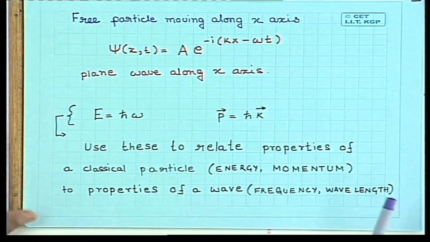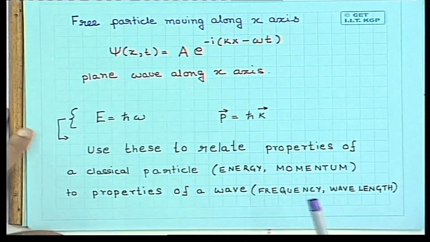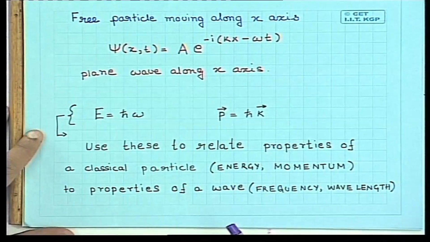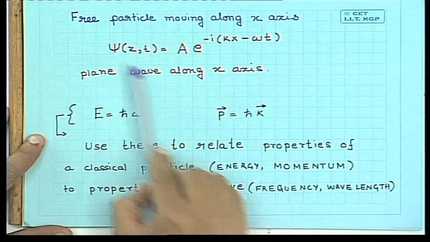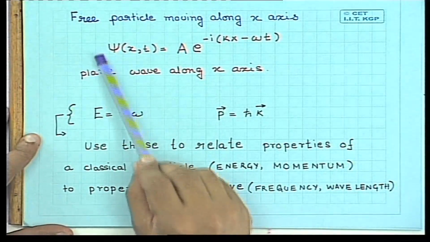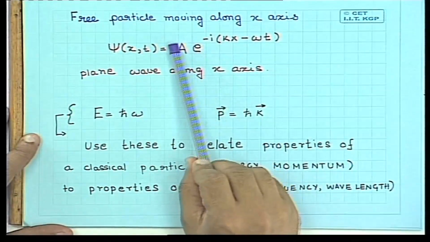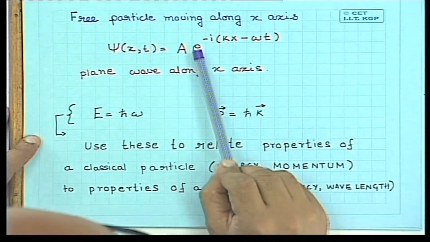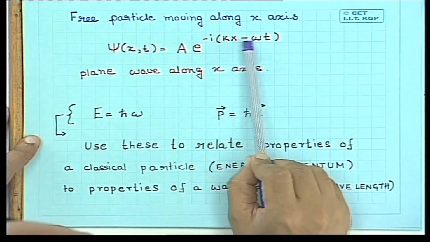Now, given the fact that the motion of an electron is described by a wave, we want to now construct a wave which will describe an electron moving along the x-axis. So we have an electron moving along one direction, which is the x-axis. An electron cannot move in the y and z direction. This is a simplification we make, and later on we can drop this simplification. So a wave traveling along the x-axis is described by psi(x,t), which is equal to some coefficient A times e to the power minus i(kx minus omega t).